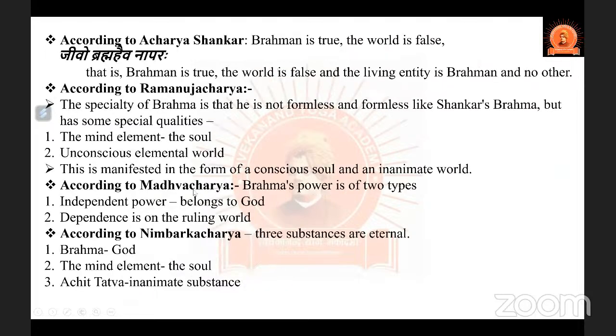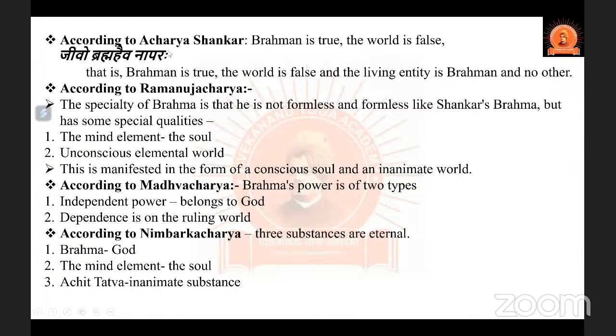According to each and every sect, there are some particular qualities. According to Acharya Shankara, Brahma is the only true entity in this world, and all the rest of the world is false. Whatever entities are present, they are all false. Only Brahma is true according to Acharya Shankara.